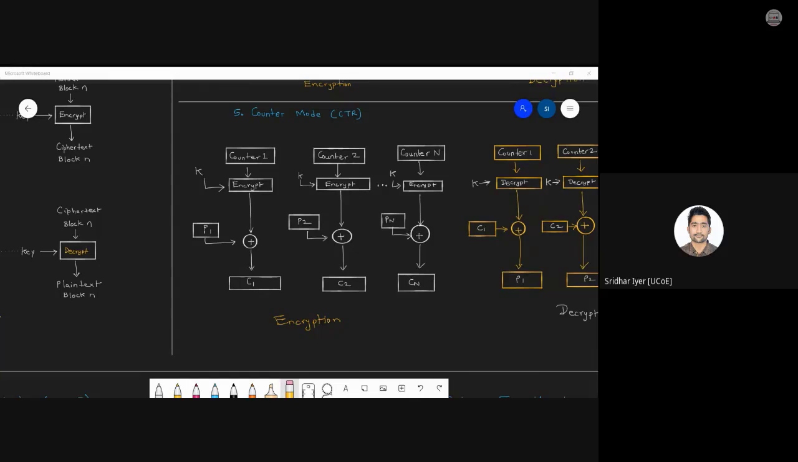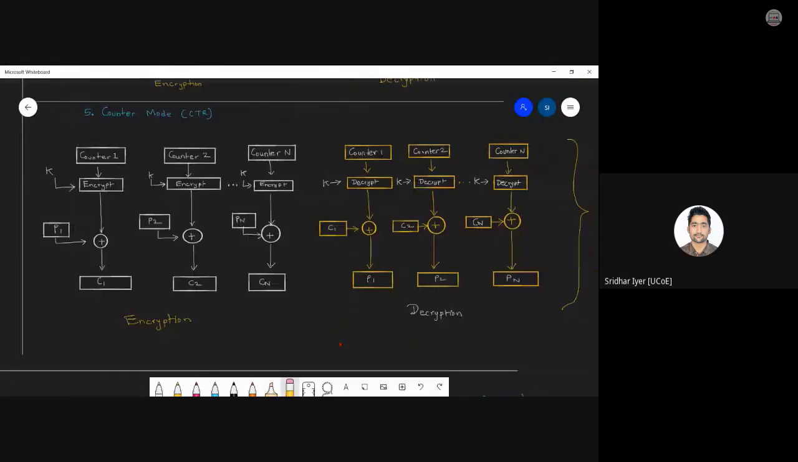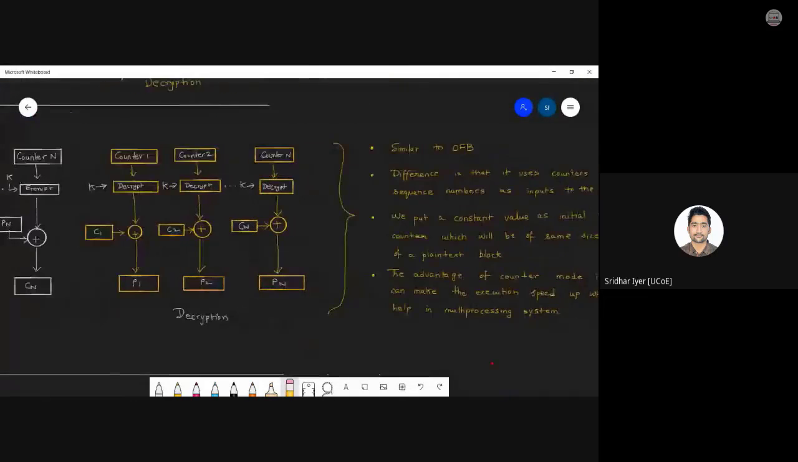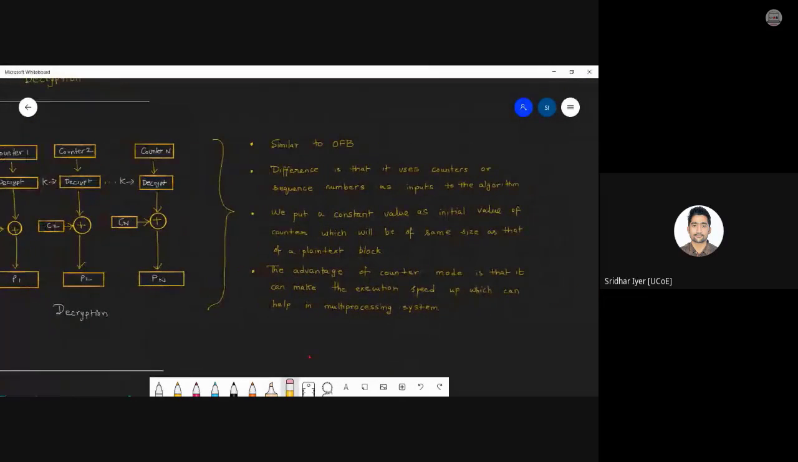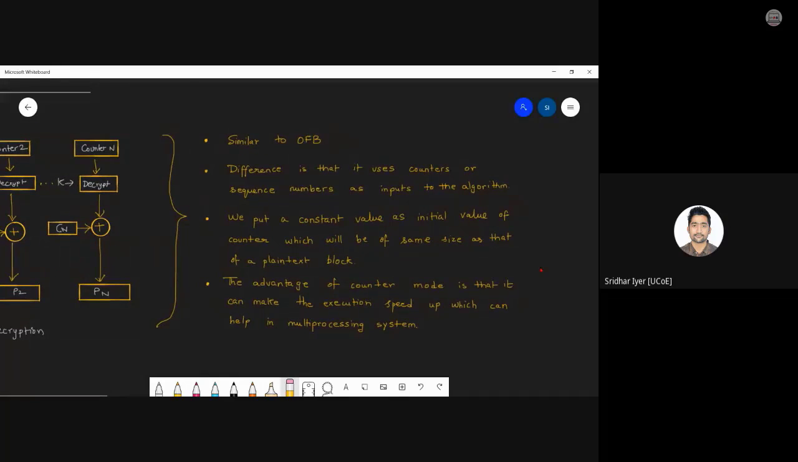Any doubts with this? Fine. Let me show you the description of this. It is similar to the previous case; the difference is that it uses counters or sequence numbers. It is very simple to correlate this with tokens. Once you give a token to a person, that person will have a unique token different from any other person in that queue.